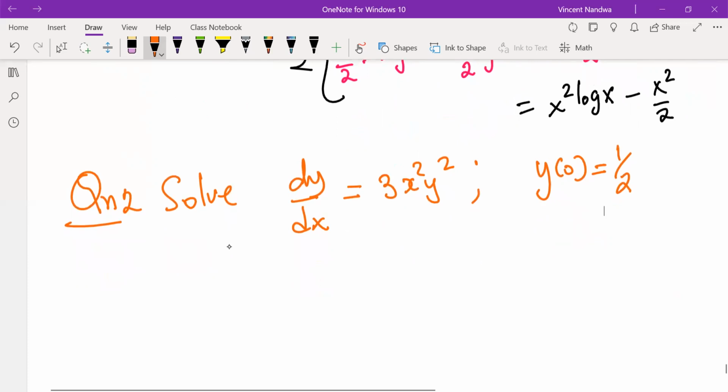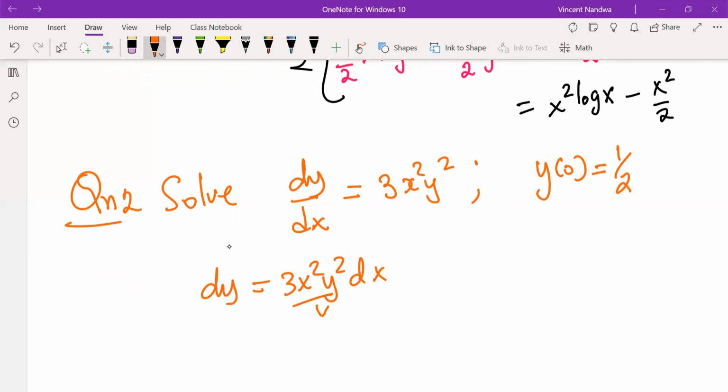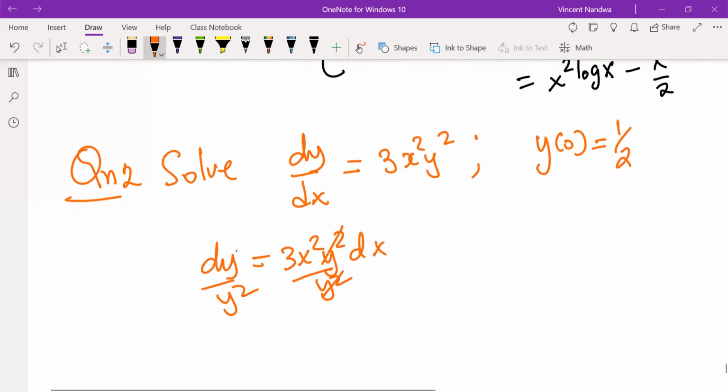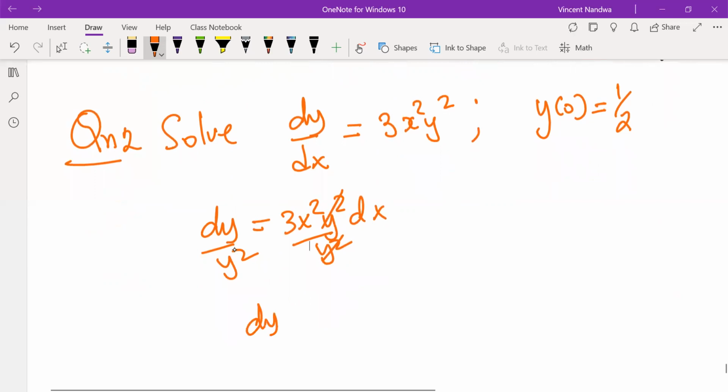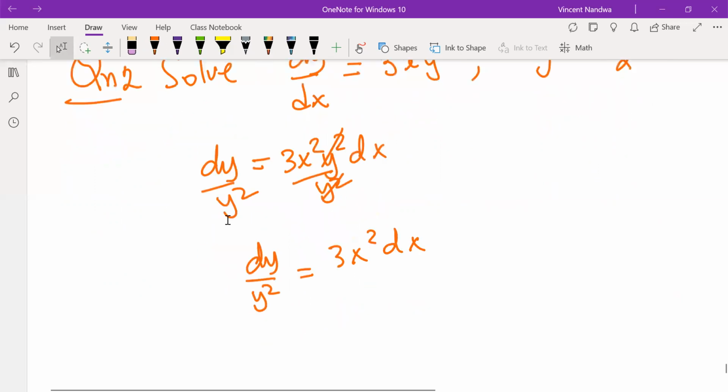So in this case, multiply through by dx, so we have dy equals 3x squared y squared dx, and then divide through by y squared so that this and this cancel out. So you have dy over y squared equals 3x squared dx. Now we have separated variables.